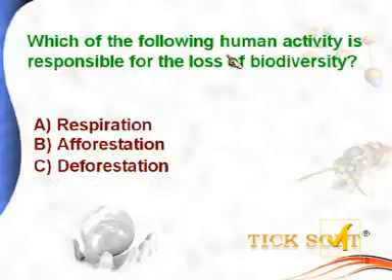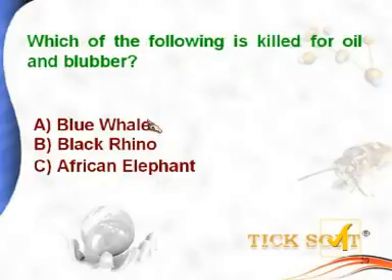Which of the following human activities is responsible for the loss of biodiversity? The options are option A, respiration, option B, afforestation, and option C, deforestation. See, which human activity leads to loss of biodiversity? That is deforestation. Deforestation, destruction of the forest, cutting of plants and trees. Due to this deforestation, the biodiversity gets destroyed. Okay, so option C, deforestation, is the answer.